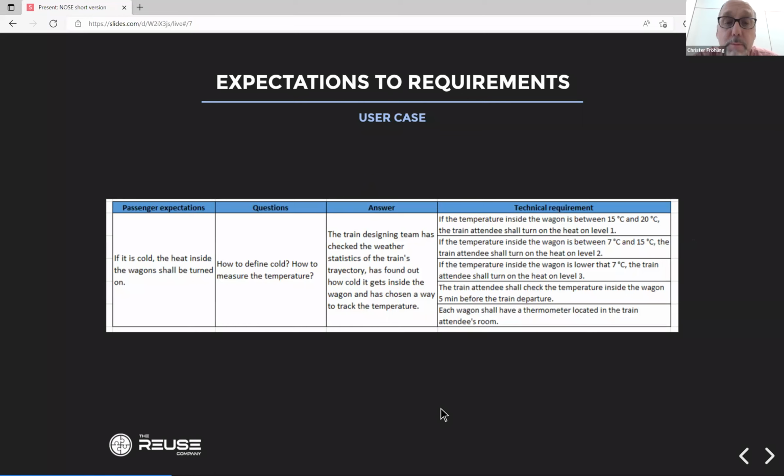And if we don't have any problem with that, we can then turn those expectations or those answers, which are basically technical decisions, into technical requirements, because we don't have the solution yet, but we can define it at an early stage.